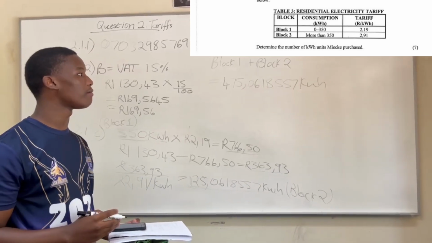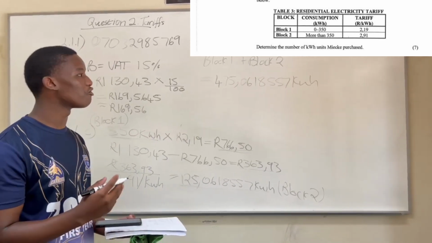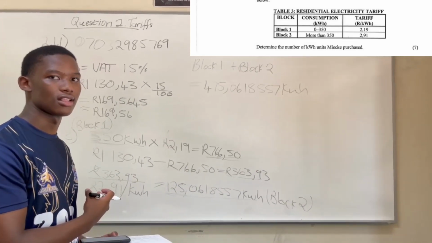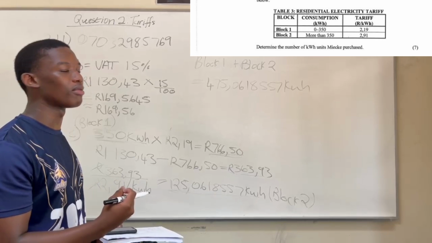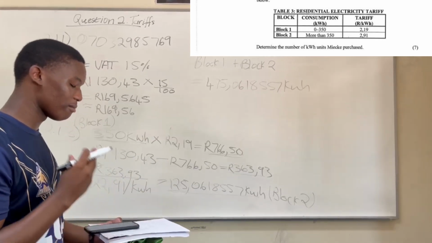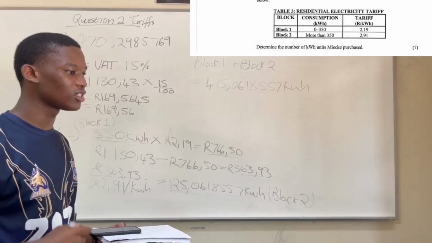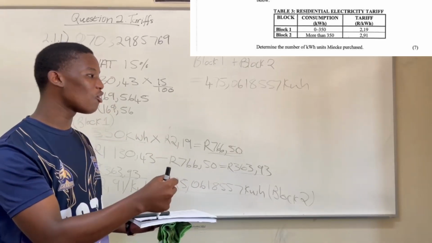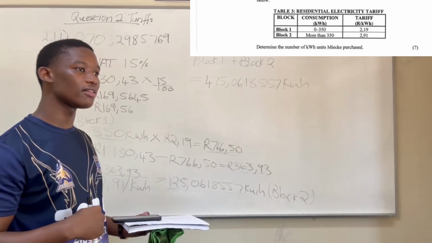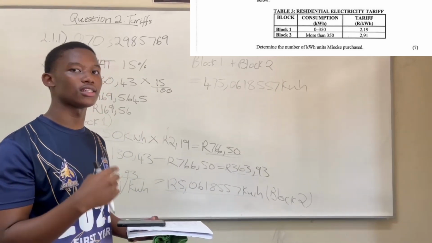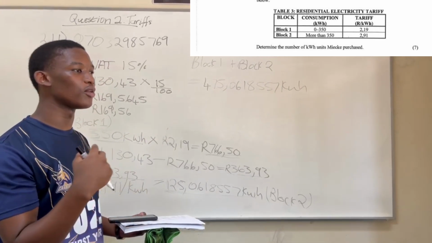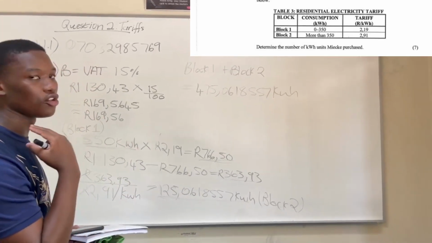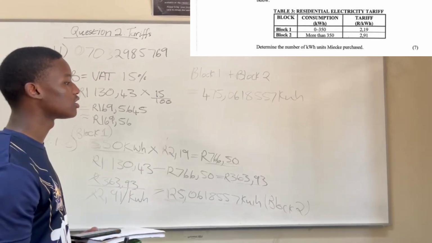So this is how you find how many units a person purchased, having the money that he bought those units with. But here we did have the money; now we don't have the money, because usually in tariffs, you calculate money, you don't calculate units. So this is how you calculate units, kilowatts units.